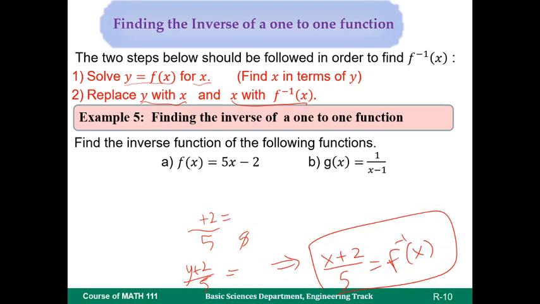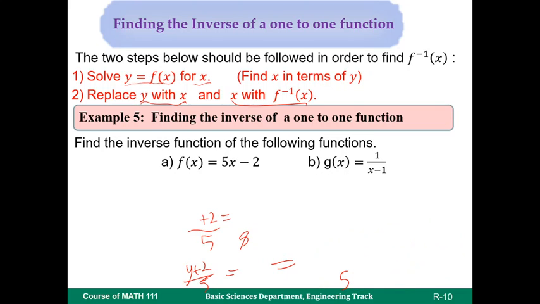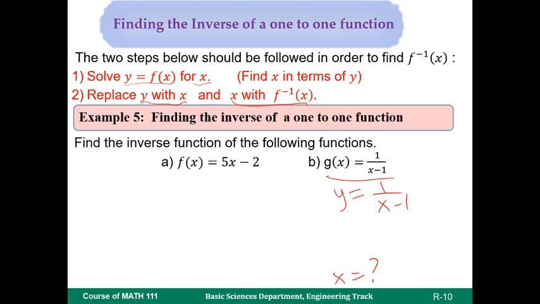And we can do the other one the same way. Now let's look at this one, y equal to 1 over x minus 1. We want to get x equal to what? How can we get rid of the denominator here? We don't want this here. So you multiply both sides by x minus 1. We will get x minus 1 times 1 over x minus 1, and this becomes 1.